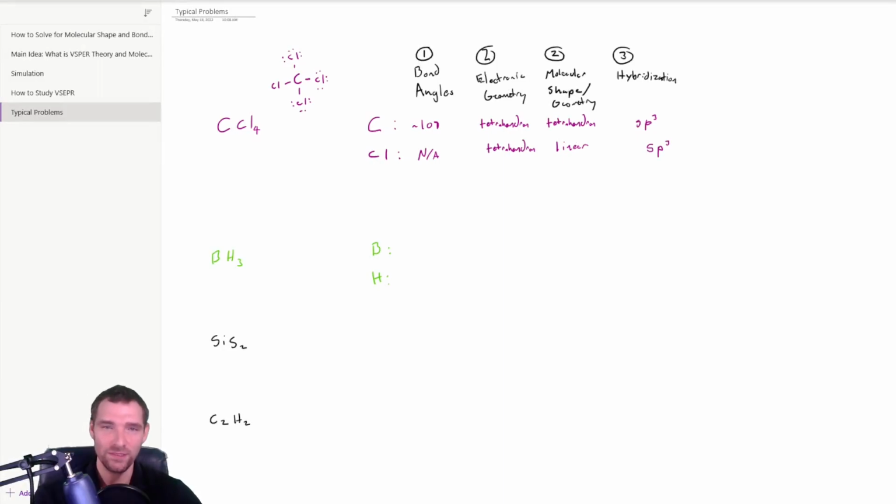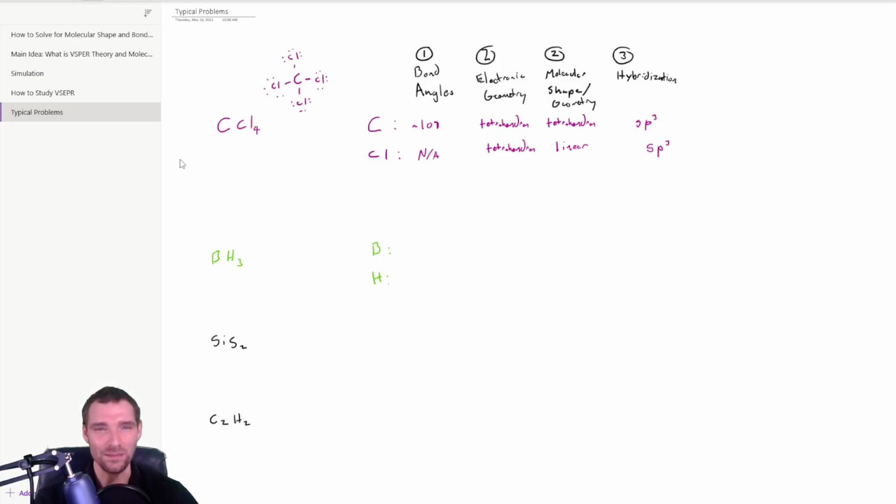If you're working with VSEPR, you'll oftentimes be given a formula, and just from that chemical's formula, you need to figure out the bond angles and the geometries and the hybridization of that molecule. So for example, we've got this carbon and these chlorines together. You can think of the chemical being drawn out something like this. So you've got the four bonds, and they've got all these different orbitals filled out around the chlorines as well. So it's kind of weird.